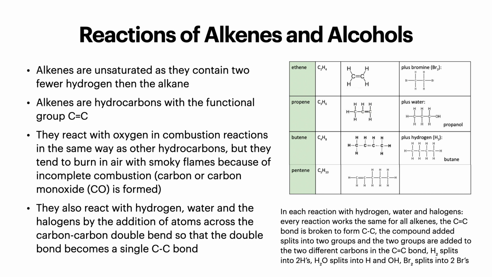It will look exactly like that. In each reaction with hydrogen, water, and halogen, every reaction works the same for all alkenes. The double bond between the carbon atoms is broken to form a single bond. The compound added splits into 2 groups, and the 2 groups are added to the 2 different carbon atoms in the double bond. So H2 splits into 2 H's, H2O splits into H and OH, and Br2 splits into 2 Brs.